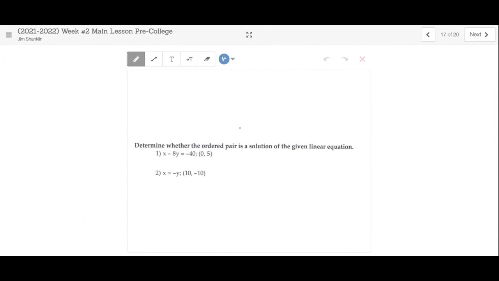Okay, so this week, the first type of problems on the assessment are very similar to this. It says determine whether the ordered pair is a solution of the given linear equation. So all you're doing is plugging the points in. So this would be my x value and my y value. If I put 0 in for x, that would be 0 minus 8 times 5 is equal to -40. So -40 is equal to -40. That is true. So 0, 5 is a point on this graph. That is how the first type of problems on this week's assessment are going to look.